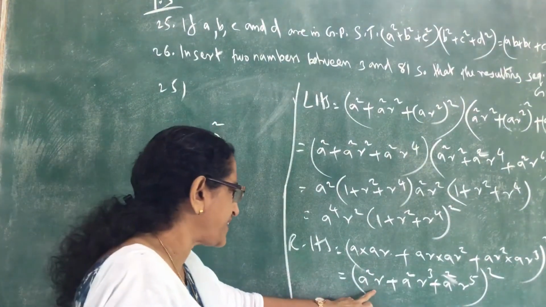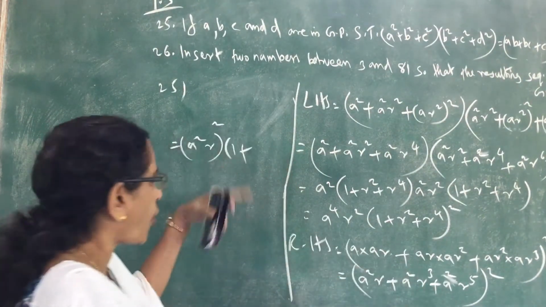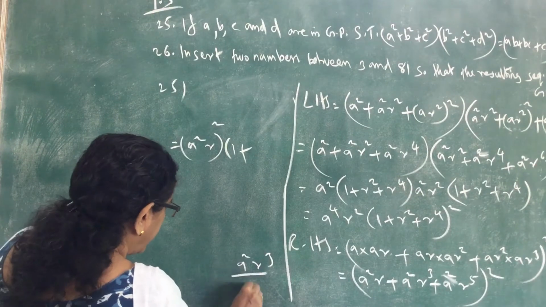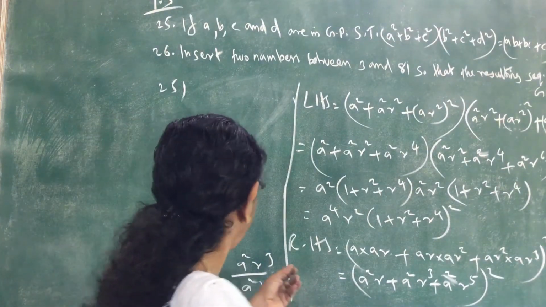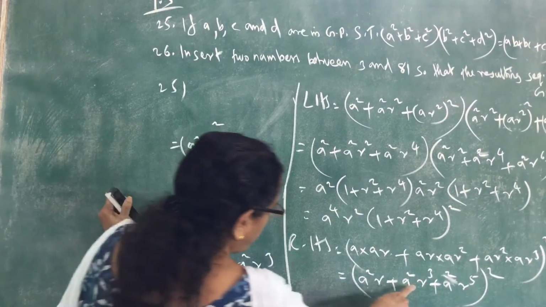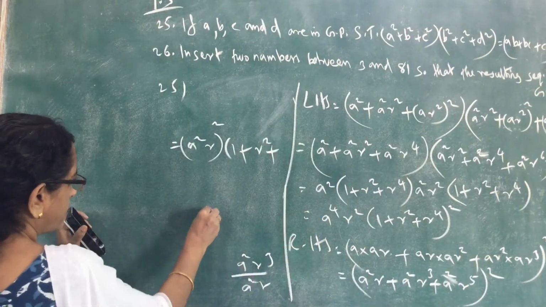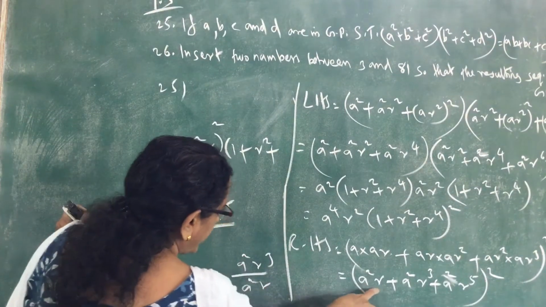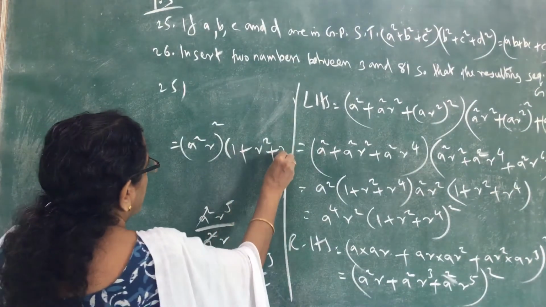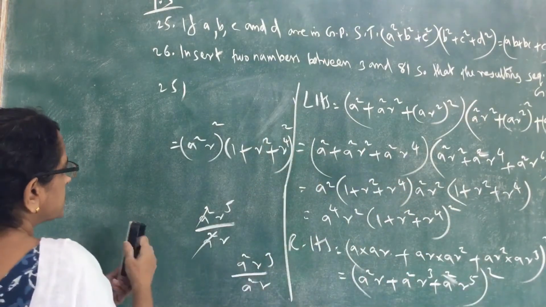Now what is inside the bracket here? 1 plus, then a square r taken common. What is a square r cube divided by a square r? A square will be cancelled, r cube by r square, so 1 plus r square. Then plus a square r raised to 5 divided by a square r, a square will be cancelled, r raised to 5 by r raised to 4. Whole square bracket. This is the RHS.